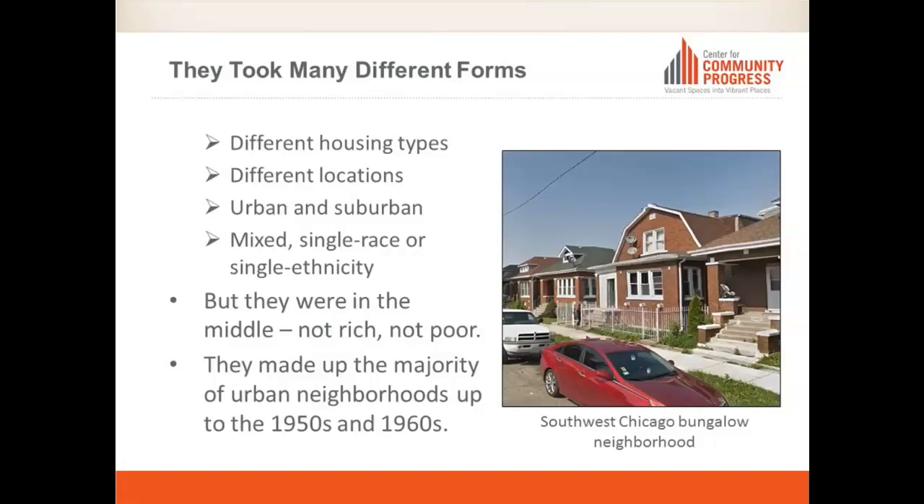And then again, there are neighborhoods made up of a single racial or ethnic group, as well as many mixed neighborhoods. But the key point is they were not high poverty areas, they were not wealthy areas, they were not disinvested areas, nor were they opulent areas. And these areas made up the majority of urban neighborhoods well into the post-war period. So, what happened?